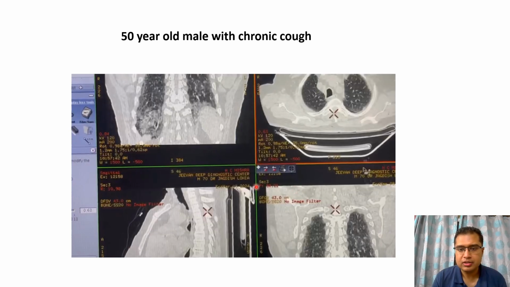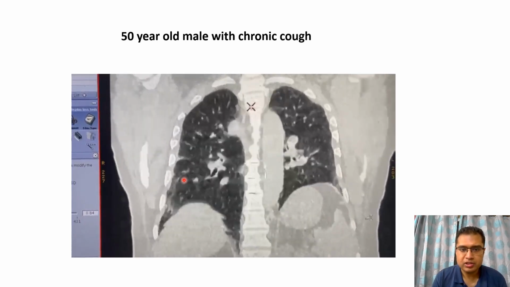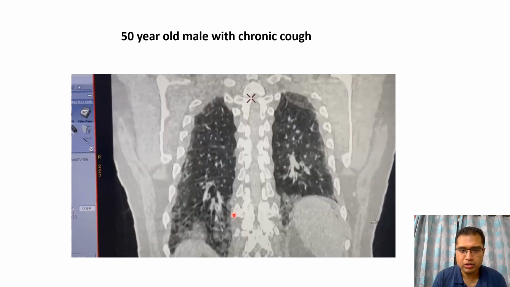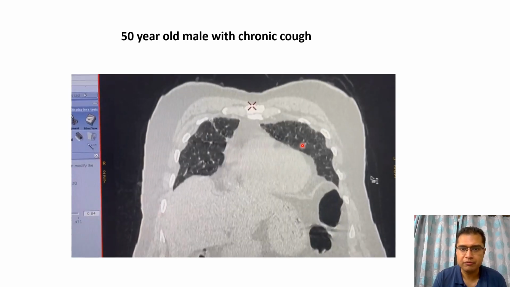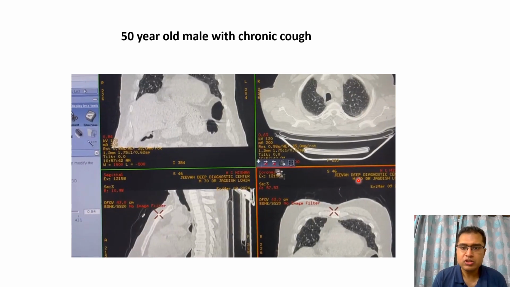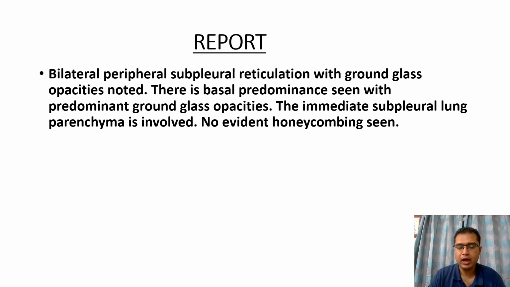Subpleural reticulations. These are the coronal sections where again we can appreciate the ground glass opacities very well, along with some reticulations in the subpleural region, bilateral lung fields. So there is no honeycombing as such that is seen in this case. So this was a case of fibrotic NSIP where there were bilateral reticulations along with ground glass opacities, basal predominance of ground glass opacities along with immediate involvement of the subpleural parenchyma, but there was no evident honeycombing.